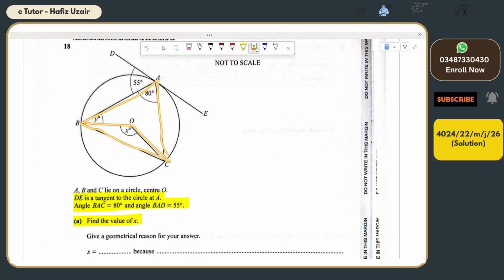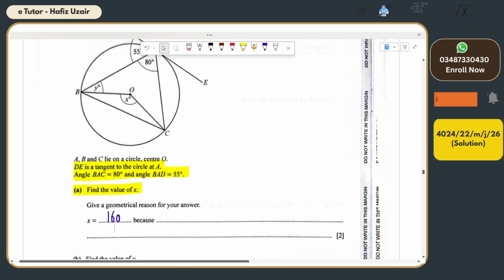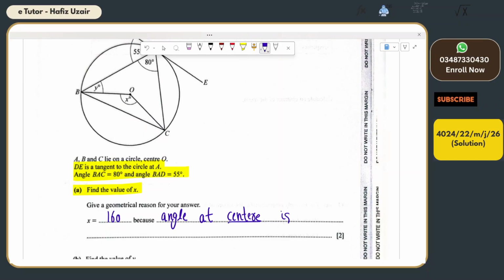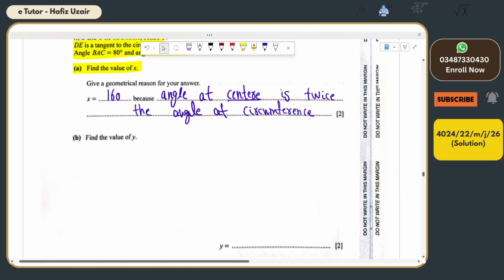So the angle x will be double the angle 80. So that will be equal to 160, and you need to write the reason here as well, because the angle at the center is twice, spellings are wrong, is twice the angle at the circumference. All right, now find the value of y.